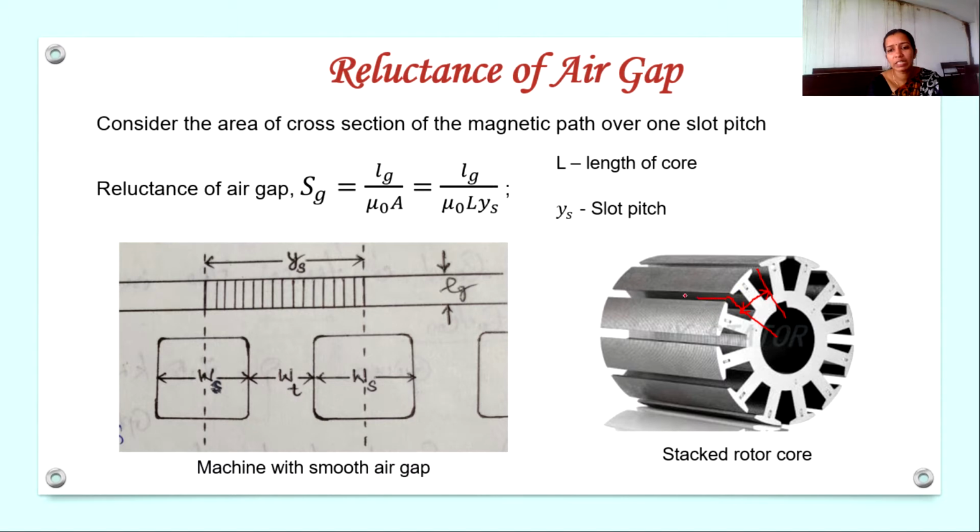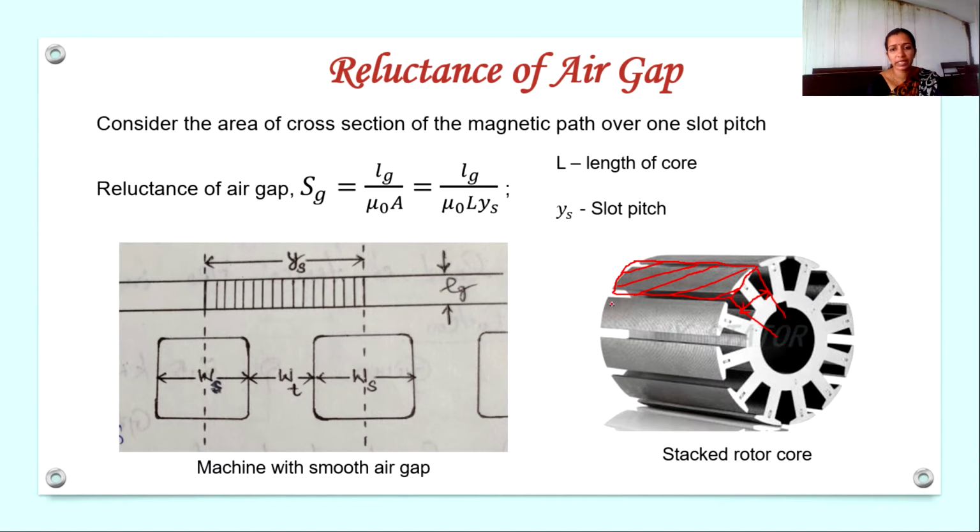is extending over the entire length of the machine like this. From the center of this slot to the center of this slot, the air gap is extending over the entire length of the machine. So this will be our area. The area of this rectangle corresponds to the area of the air gap under one slot pitch. So this shaded area will be the area of the air gap under one slot pitch.